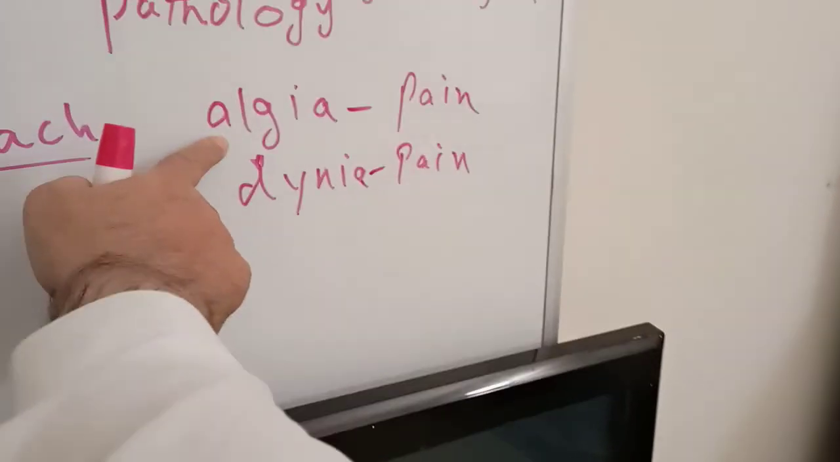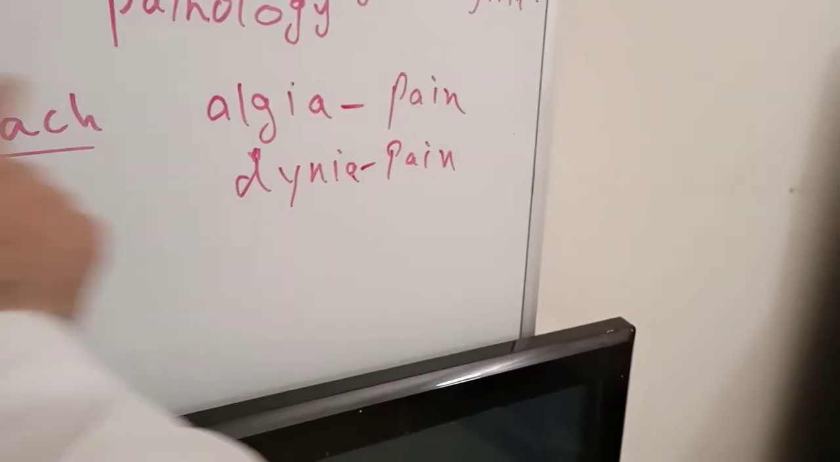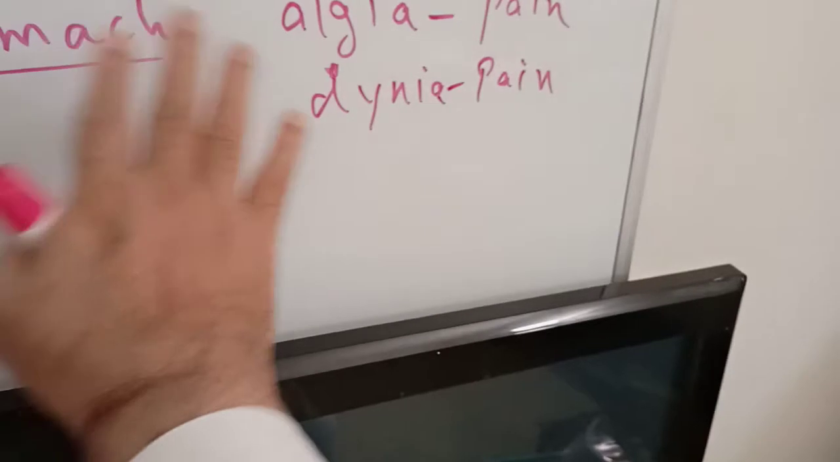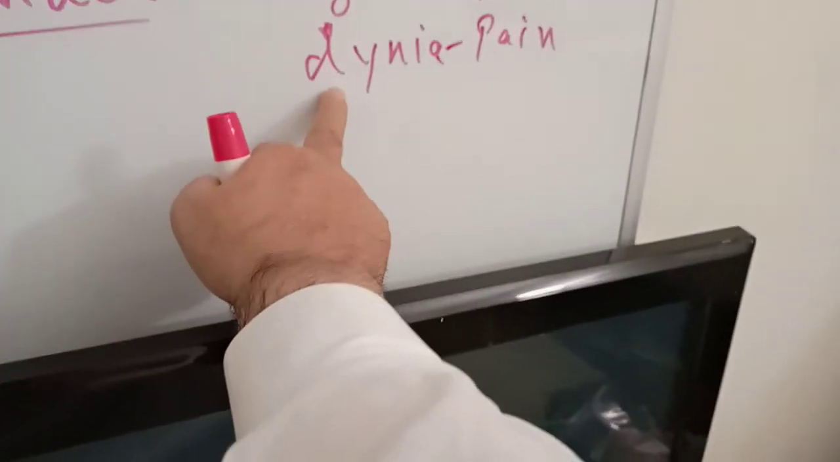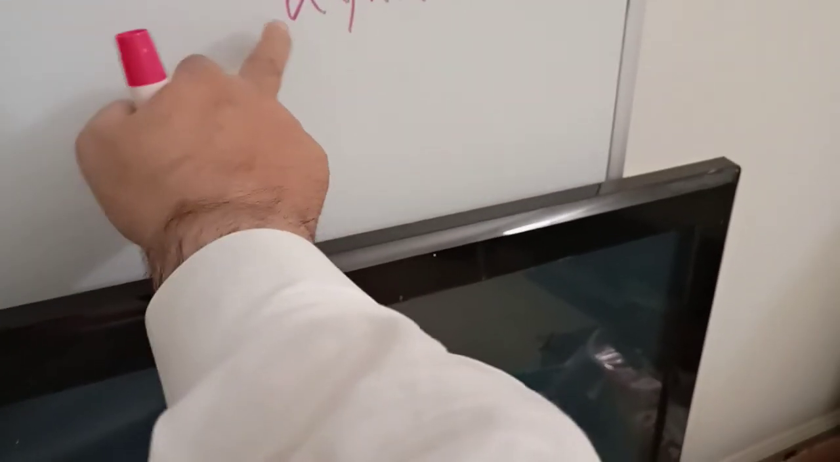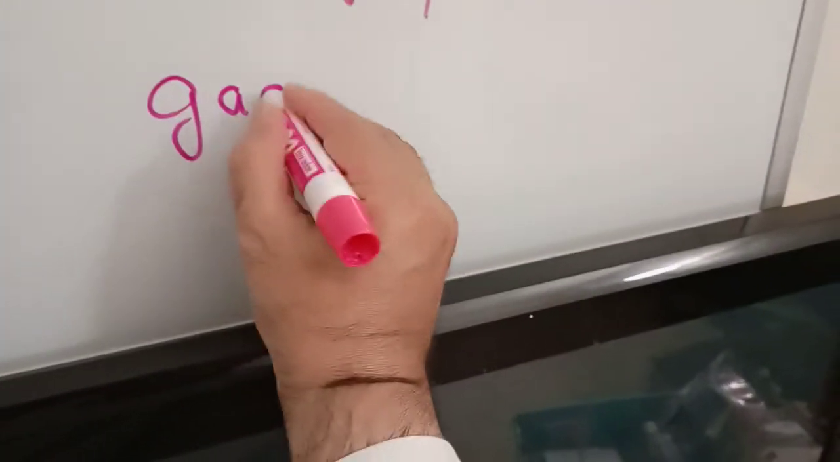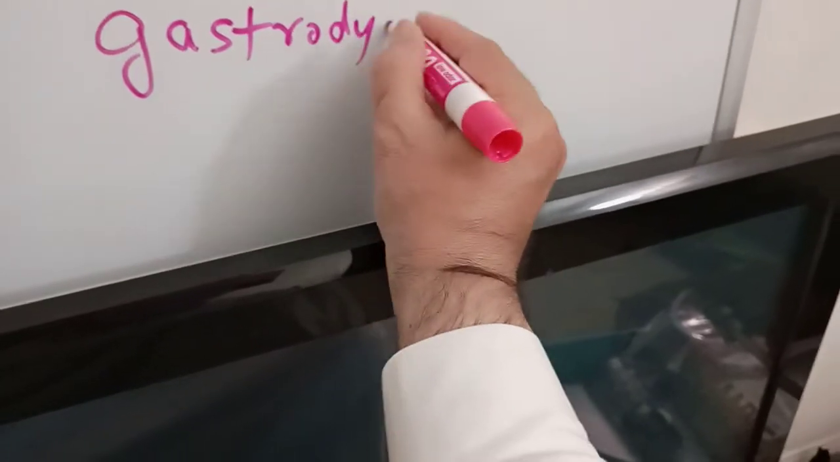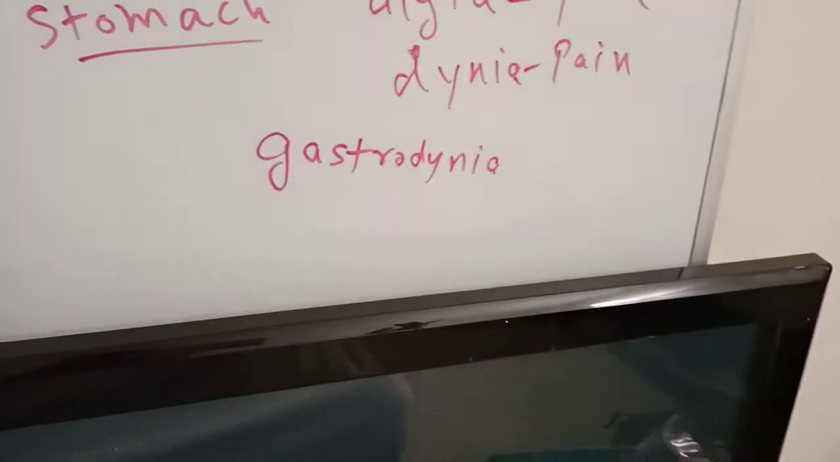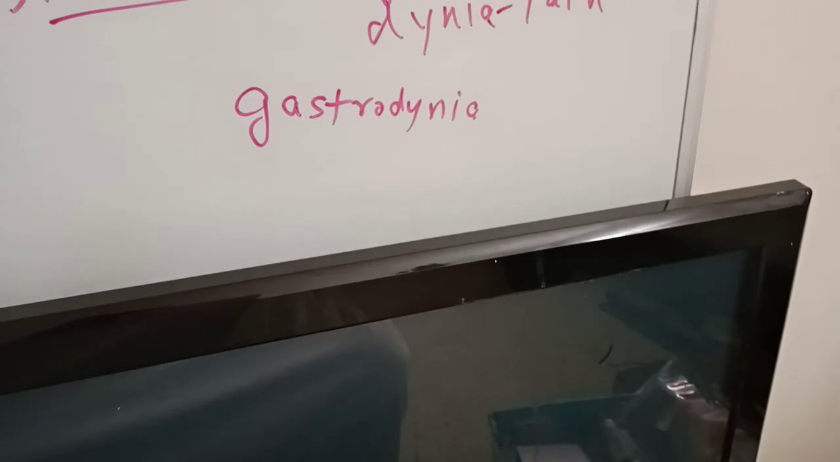But algia is starting with a vowel itself. A is a vowel. So we just joined them. When the suffix starts with a vowel itself, here in this case A, we just join them. No need to add another vowel. But when the suffix, which is dynia, starts with a consonant, then we add a vowel here. So we said this is gastrodynia. Because if we do not add it, the word will be gastrdynia, which is not a smooth pronunciation.